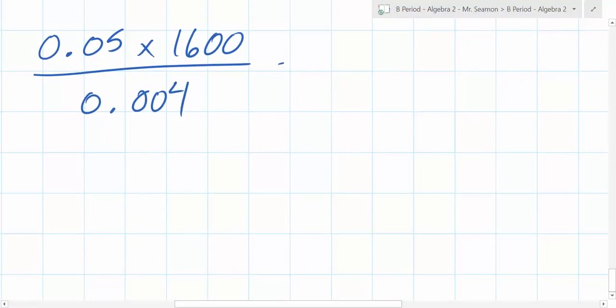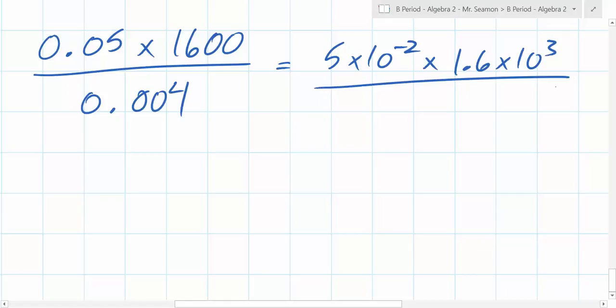Yes. So what is 0.05? 5 times 10 to the negative 2. Yes. And what is 1600? 1.6 times 10 to the third. Yes. And this on the bottom becomes what? 4 times 10 to the negative 3.